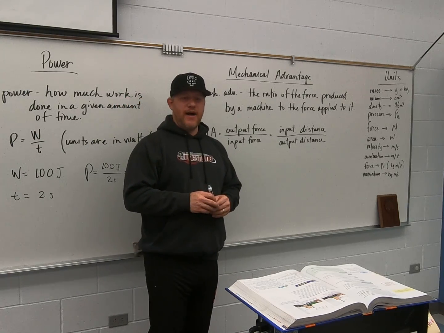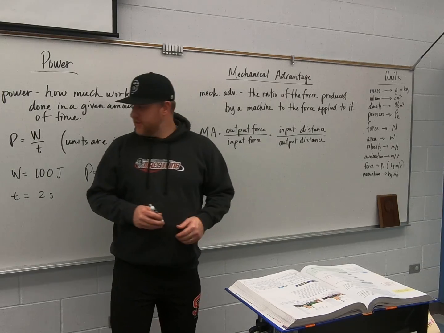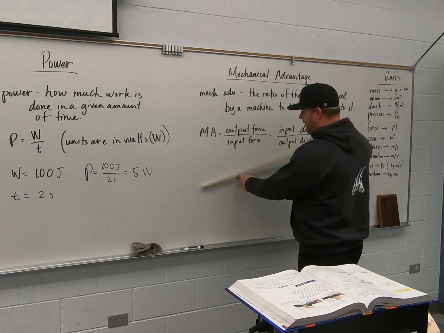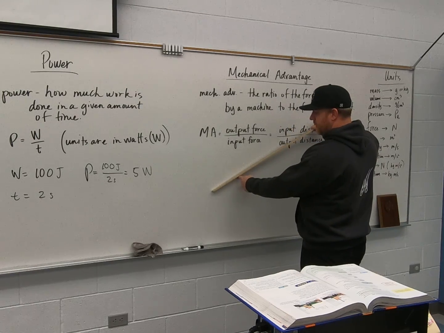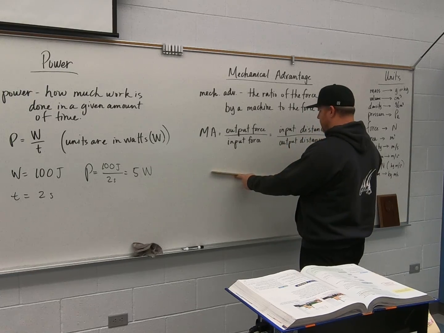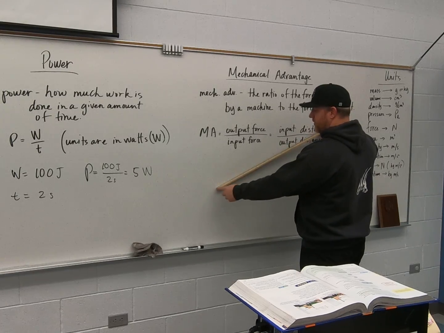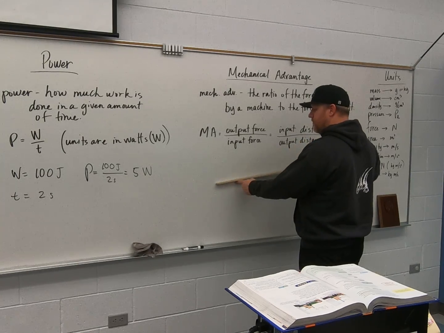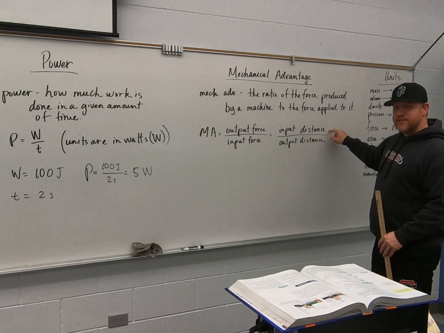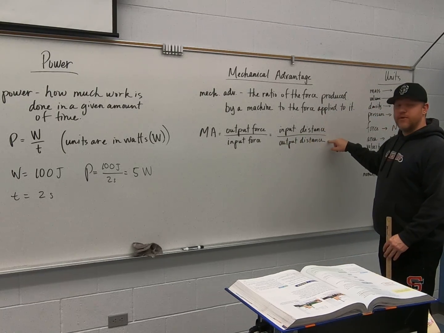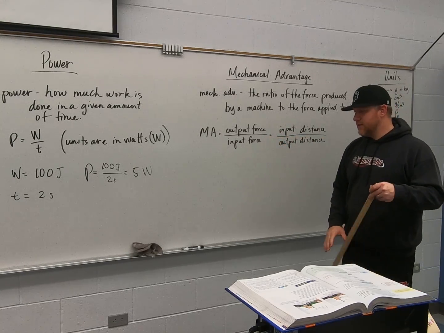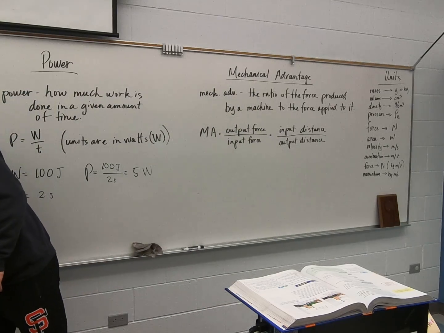Let's take a ruler for example. If I have my pivot point clear down here, I'm not going to have to apply as much force here, but look how much further I have to move that ruler compared to the distance here. So I've got to move it further, but I don't have to apply as much force. So our input distance is more than our output distance, but that's okay because our input force is going to be less.